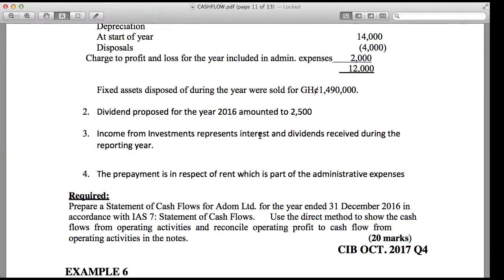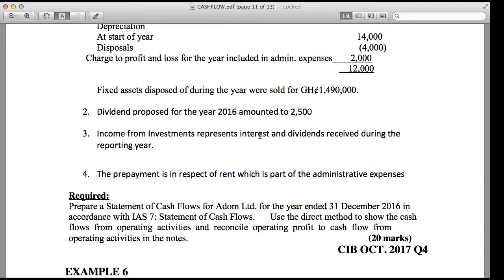So the requirement states that: prepare a statement of cash flow for Adom Ltd. for the year ended 31st December 2016 in accordance with IAS 7, Statement of Cash Flow. Use the direct method to show the cash flow from operating activities and reconcile the profit to cash flow from operating activities using the indirect method.